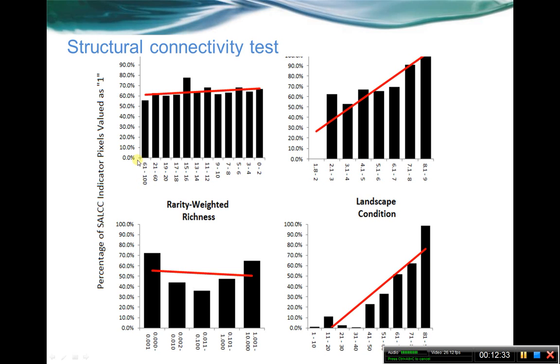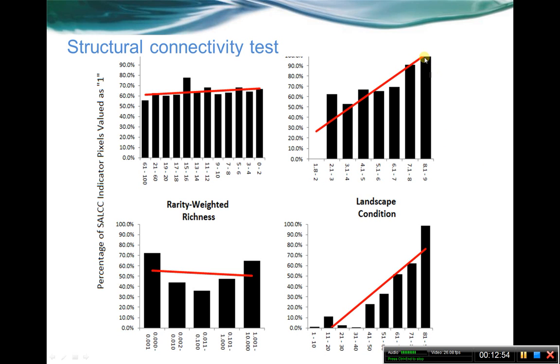Something to note, this scale is reversed from what you normally expect, because more exotic species is bad. So your highest acreage of exotic species is on the left, and then it goes to less and less exotics. So structural connectivity doesn't really tell you much about the exotic species.